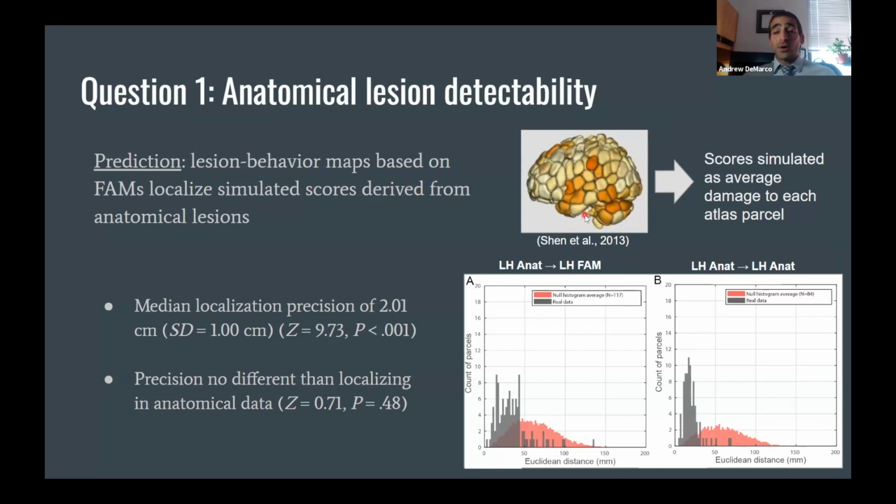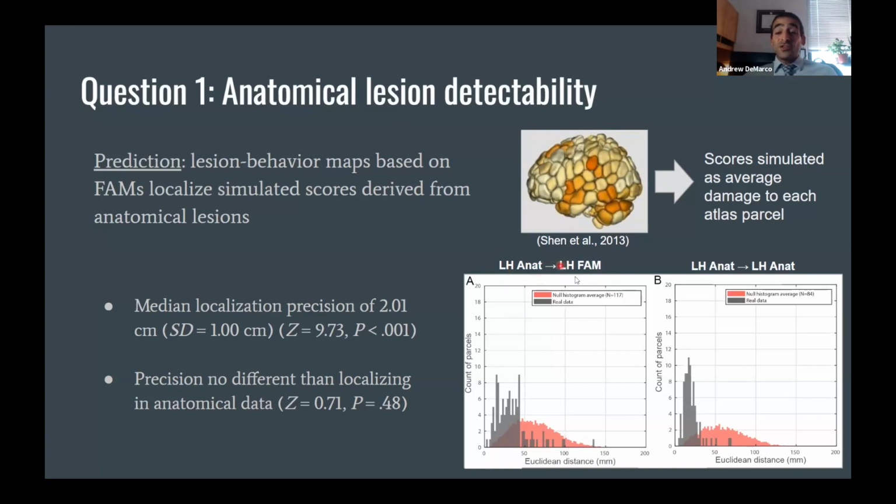Broke the brain up into a bunch of parcels. At each parcel, we're going to run an analysis. We're going to run the analysis by taking the percent damage to this parcel from each patient. And we're going to use that list of percent damages as a quote unquote simulated behavior. And then what we're going to do is within the left hemisphere, we're going to simulate within the left hemisphere anatomical data.